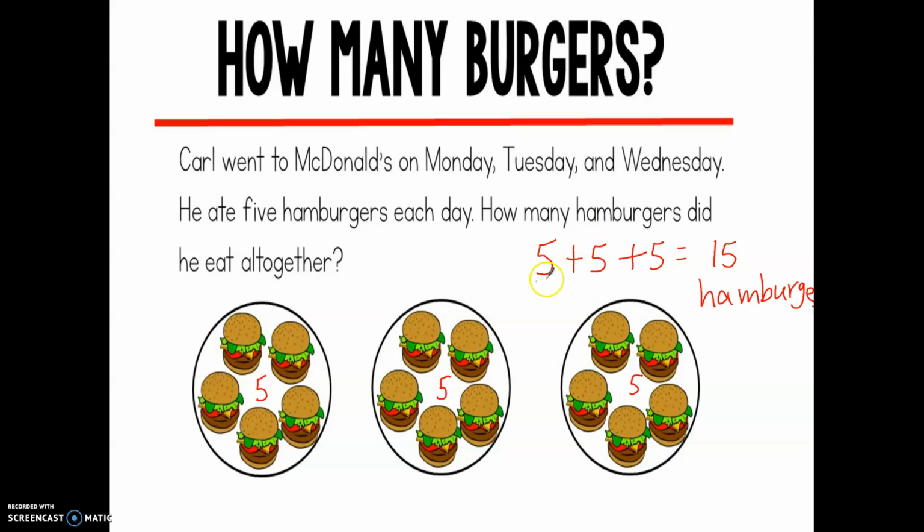Okay, now another way to think of this is I know that he went to McDonald's 3 days in a row, and each day he ate 5 hamburgers, so that is also 15 hamburgers that he ate. I think Carl better stay away from McDonald's for a while. That is a lot of hamburger in 3 days.